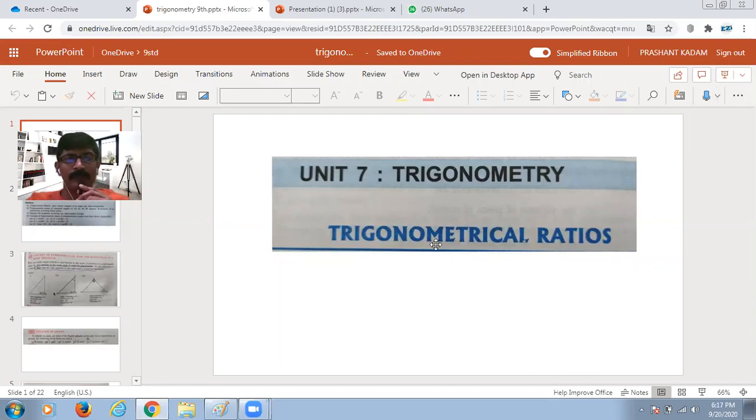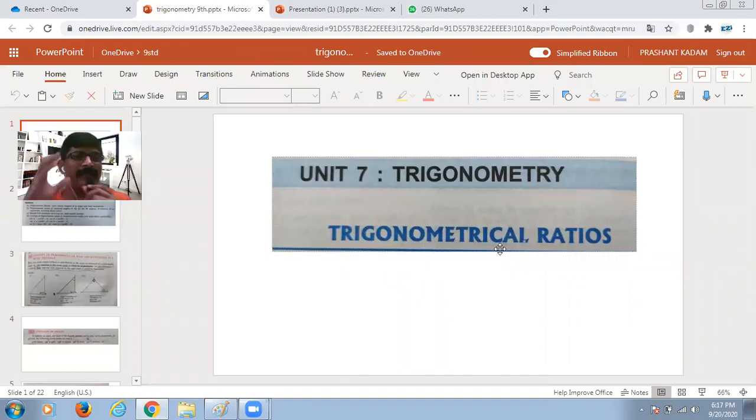Okay, so what exactly is trigonometry? See over here, the word tri means 3, gono means polygons, like a closed bounded figure. So 3-sided polygons. Metry means study. So the study of 3-sided polygons is called trigonometry.